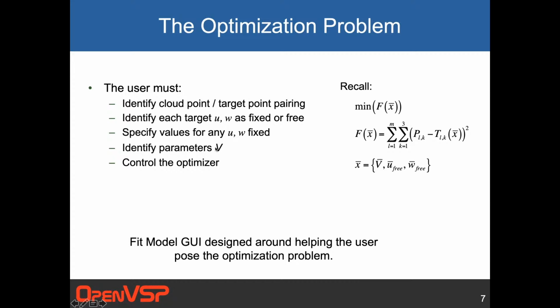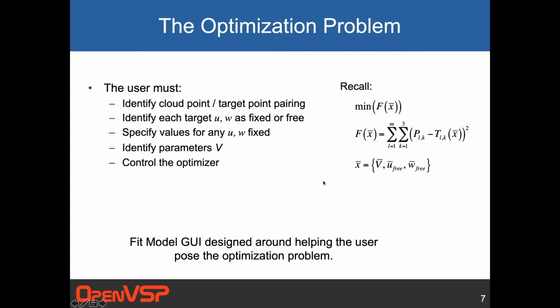We identify the parameters we want to change. What are the design parms that we want to change, which will be our V, and then we control the optimizer. We tell it go, and this is the workflow where the user gets to choose these things as they want, and it's set up this way.